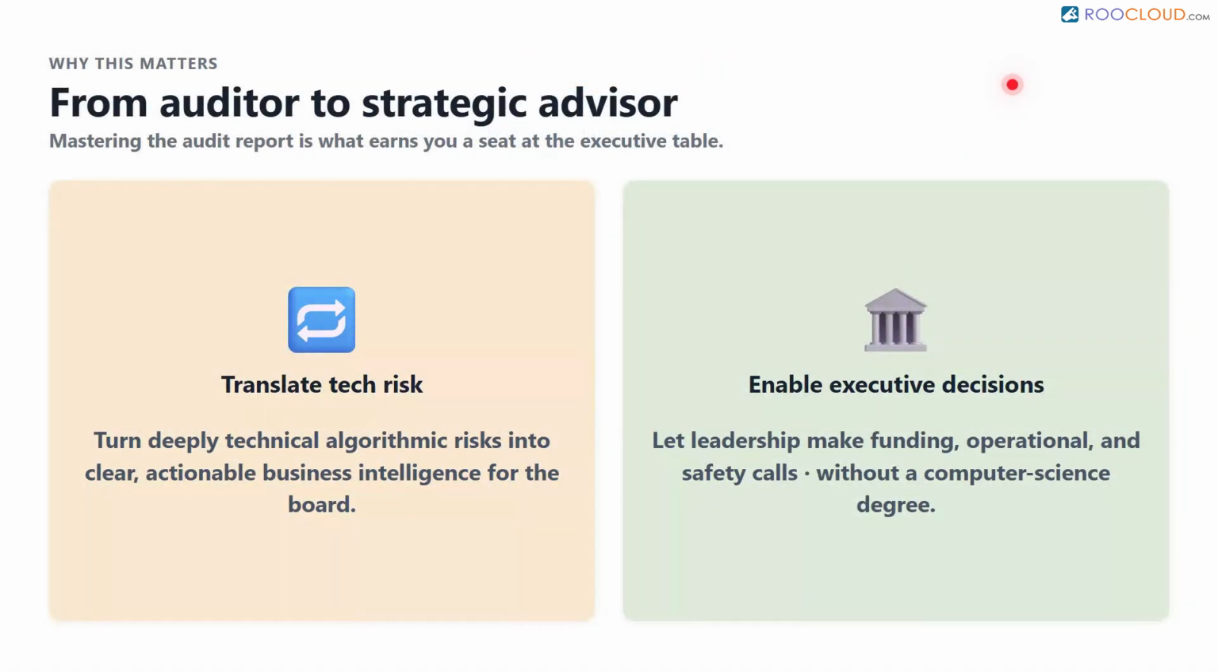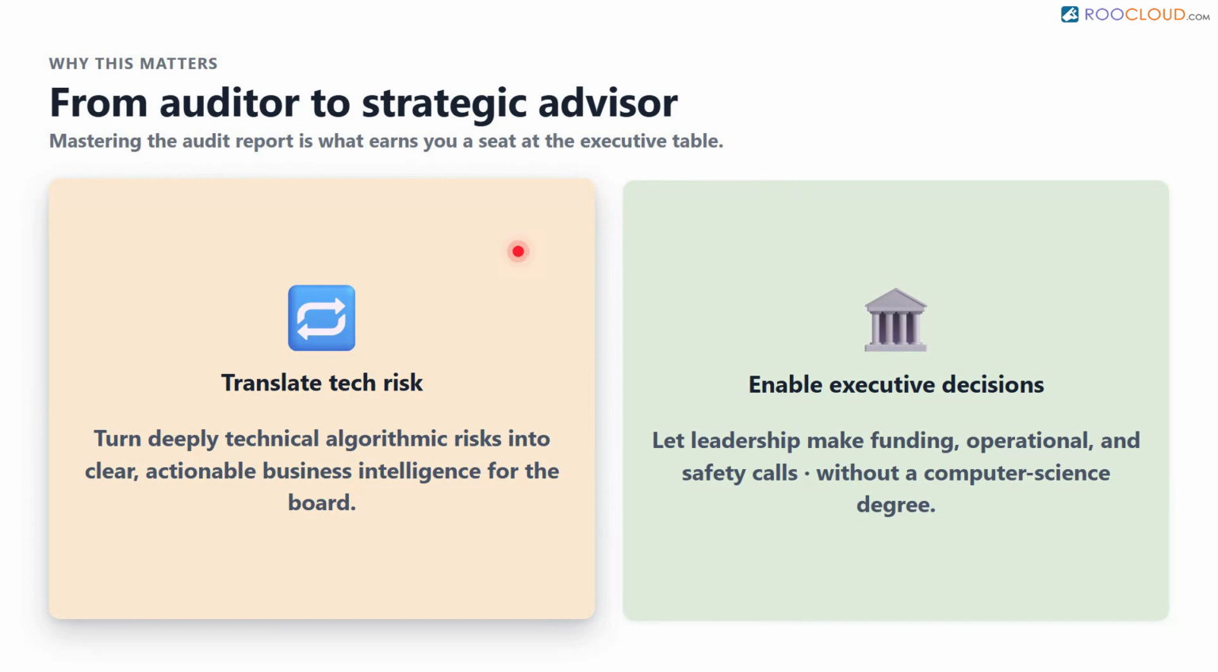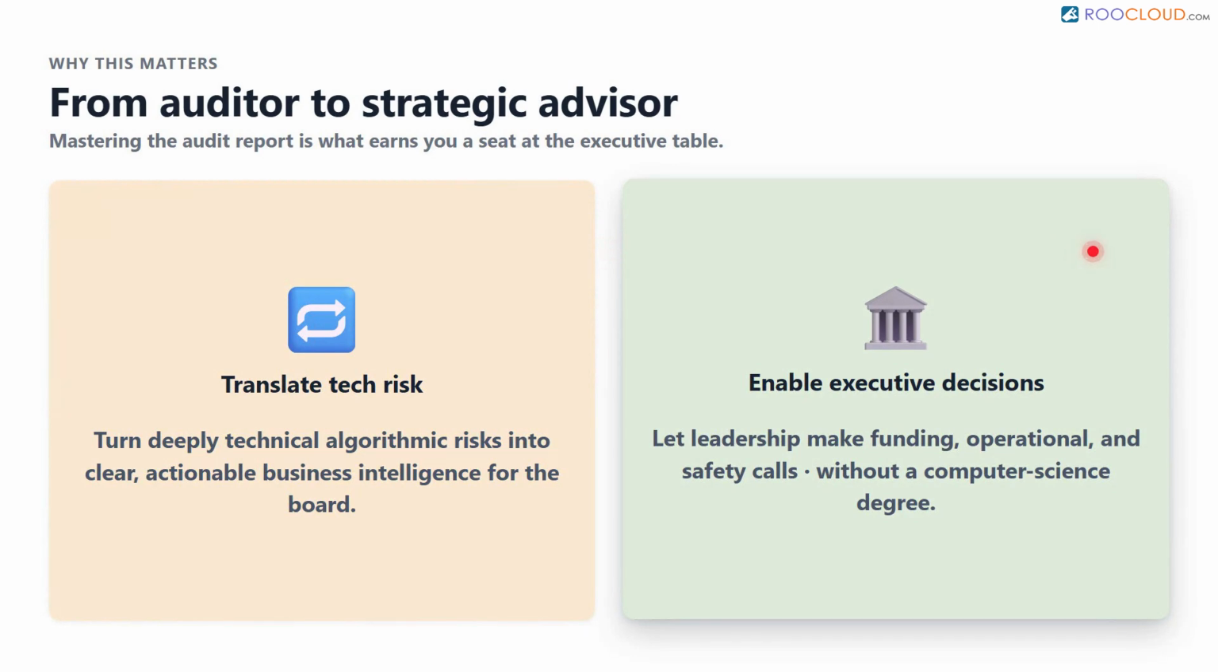Before we jump into the details, let us talk about the real-world utility of this knowledge. Mastering the art of the audit report is what separates an average auditor from a trusted strategic advisor. You will use these exact reporting structures to translate deeply technical algorithmic risks into clear, actionable business intelligence for your board of directors. This allows executive leadership to make immediate funding, operational, or safety decisions without needing a degree in computer science.